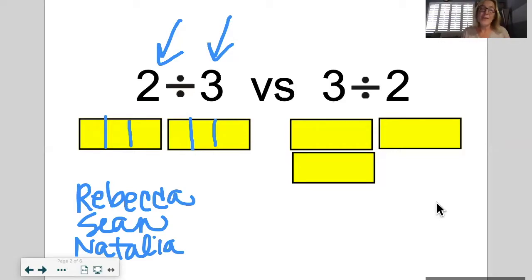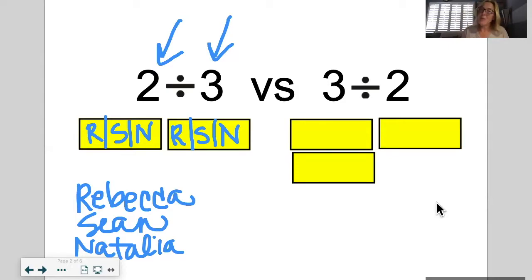So what I'm going to do is put their initial in their slice, okay? Rebecca is an R, Sean is an S, and Natalia is an N. That takes care of one of the yellow candy bars. So now let's go to the second yellow candy bar. Rebecca gets 1/3, Sean gets 1/3, and Natalia gets 1/3. Now we've divided evenly. Everybody got the same number of pieces.